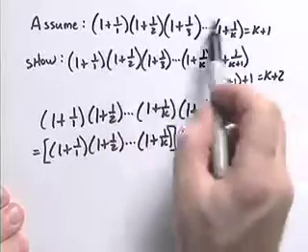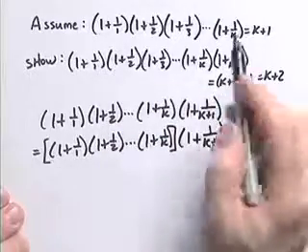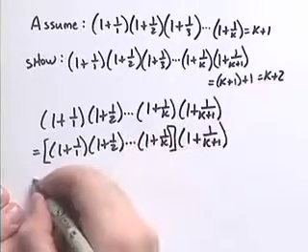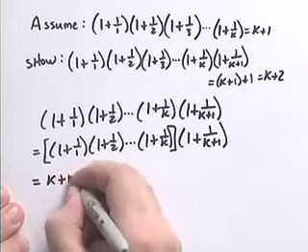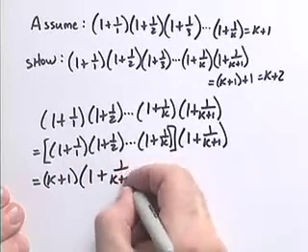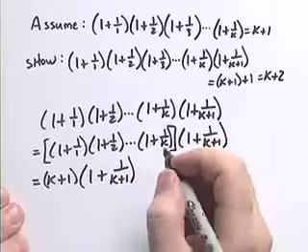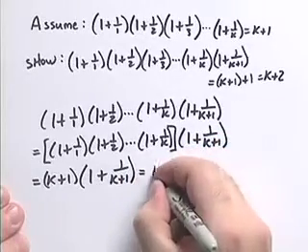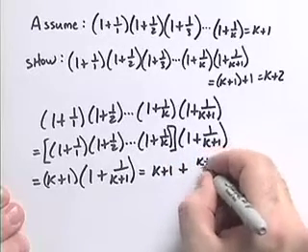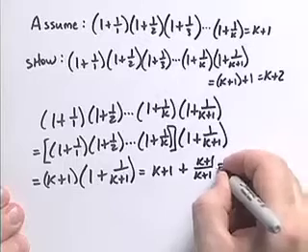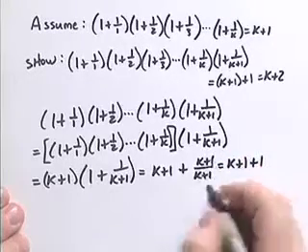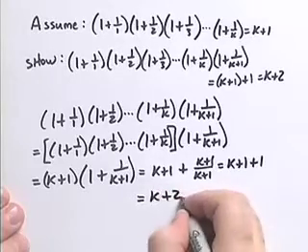Now, since we've assumed that this equation is true, everything in brackets here we can replace with k + 1. So this will equal (k + 1) times (1 + 1/(k+1)). This will give us k + 1 + (k+1)/(k+1). So we get k + 1 + 1, since this is equal to 1, which is equal to k + 2.